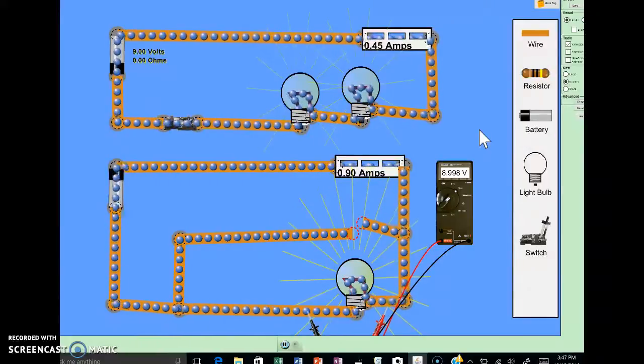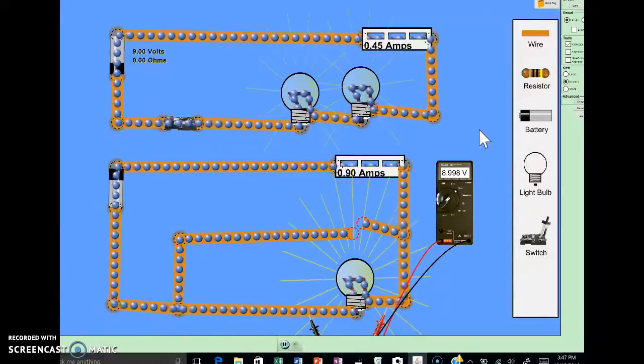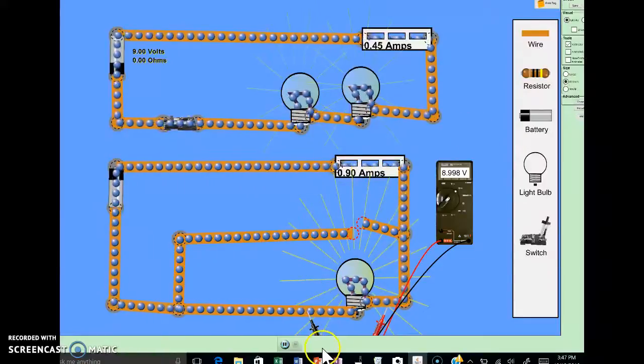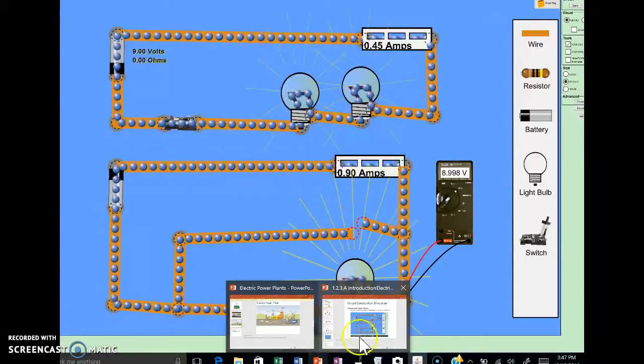Okay, and again, you'll get to play with this a little bit later and do an activity to help you better understand the two different types of circuits.